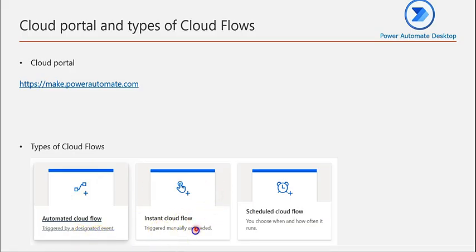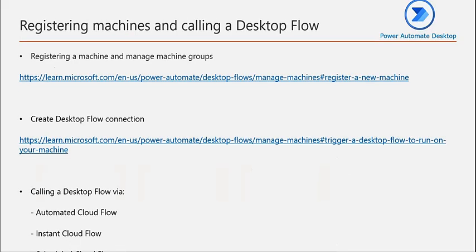Whereas if you want to instantly run a cloud flow, which further calls a desktop flow, on an ad hoc basis, like I just want to click a button and run it whenever I want to, in those cases I will use an instant cloud flow, triggered manually as needed. And lastly, a scheduled cloud flow, as the name suggests, is on a scheduled basis, meaning you can set up the date, time and time zone when you want to run this cloud flow, and further it will call the desktop flow inside it. We will see a glimpse of it because cloud flows are not a part of our course. We'll see at least the part where the cloud flows can connect with desktop flows.